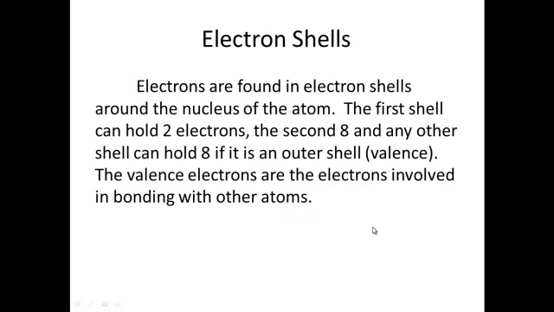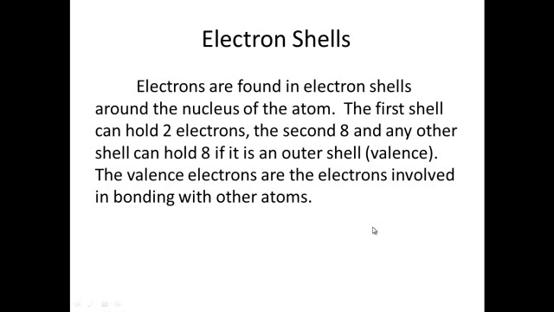The shells surrounding the nucleus: the first shell contains 2 electrons, and every shell after that, if it is an outer shell, can contain 8 electrons. Now, there are shells that have more than 8 electrons, and those are shells that are interior. The second, third, fourth, fifth, sixth, and seventh shells can hold more than 8, as long as they're not an outer shell.